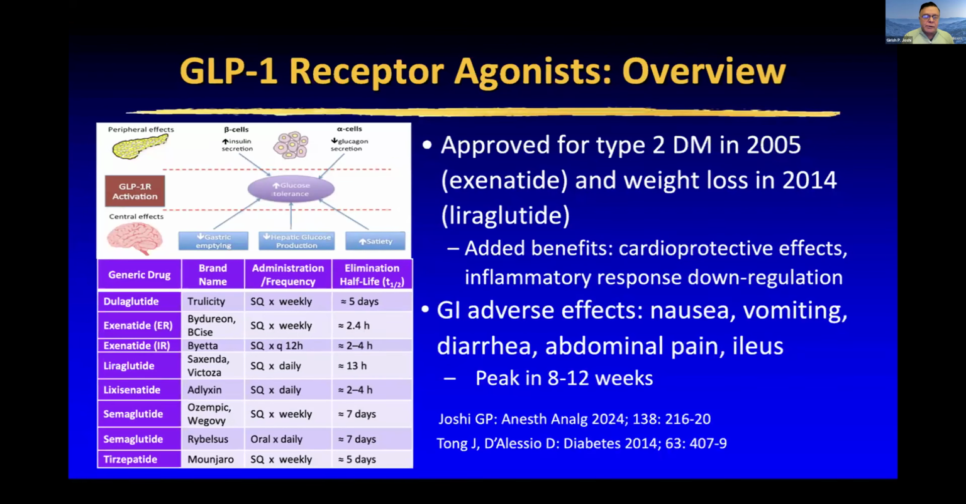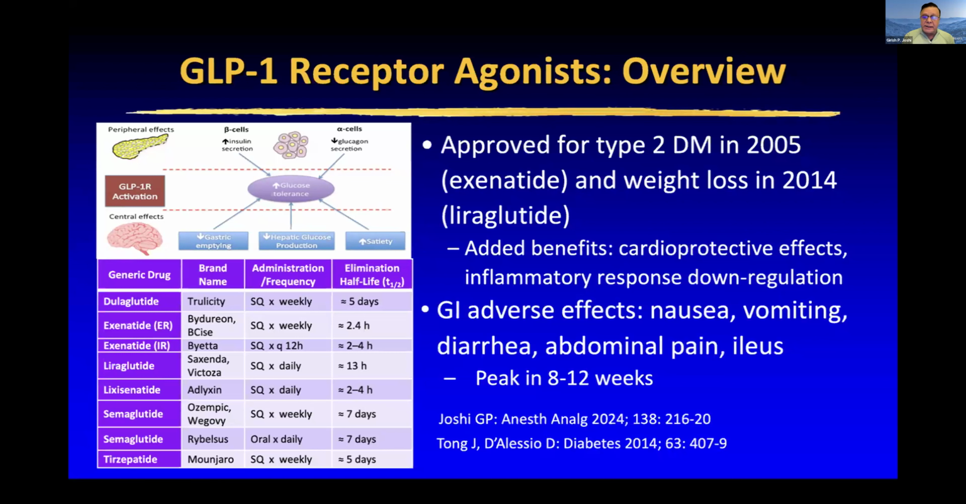So very quickly, I'm sure almost everyone who's practicing anesthesia right now must have heard of GLP-1 receptor agonists. They are not really new drugs, but just in the last year or so, these drugs have received a lot of attention within the anesthesia community.